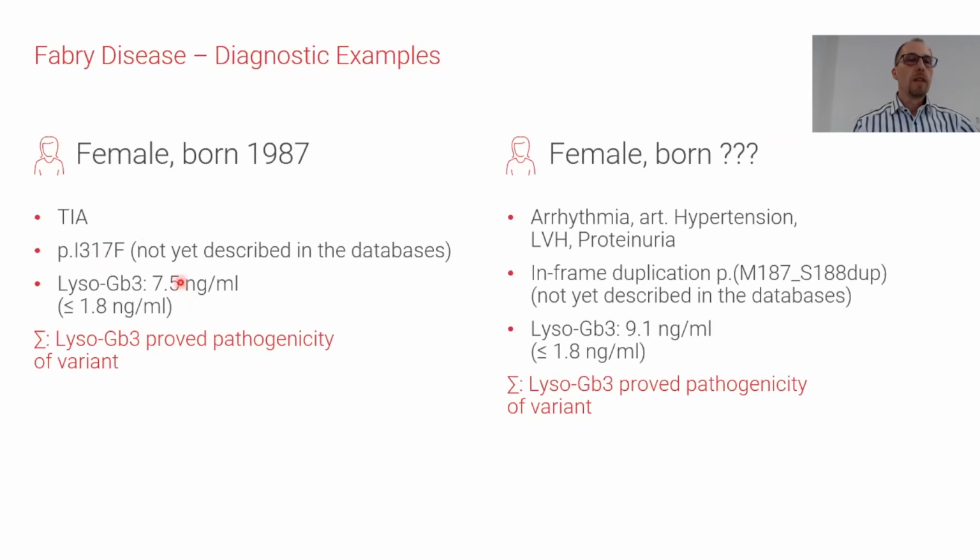The first female had the missense mutation 317I2F, not yet described in the databases. So what would have happened if we didn't have the lyso-Gb3? This would be a variant of unknown significance, but by this obviously pathologically increased lyso-Gb3, we could say this not yet described, so far unknown variant is a pathogenic variant. This woman has Fabry's disease. Lyso-Gb3 proved the pathogenicity of this variant, and the same is true in that example. This patient had an in-frame duplication, again not yet described in the databases, but increased lyso-Gb3, and this proved the pathogenicity of the variant.